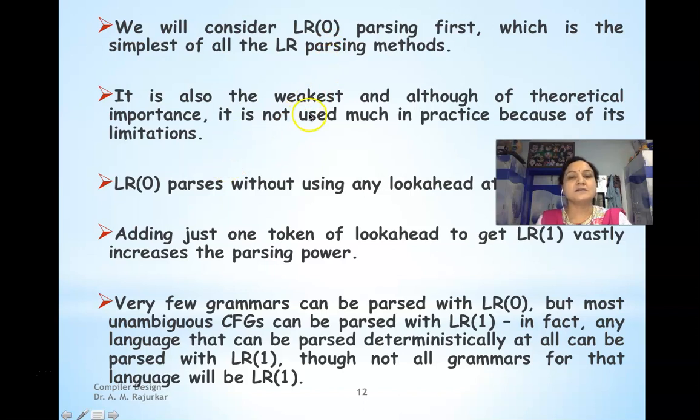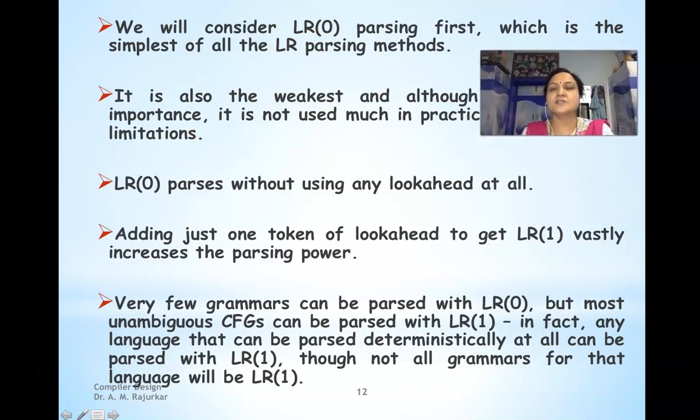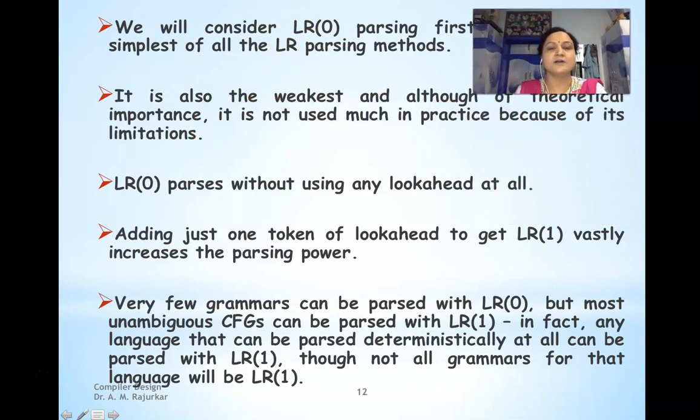This is also called the weakest parser, and although of theoretical importance, it is not used much in practice because of its limitations. Because it is not using any look ahead, the parser is weak. It cannot be successfully used for all types of grammar. So LR(0) parsers work without using any look ahead at all, and that's why it is LR(0).